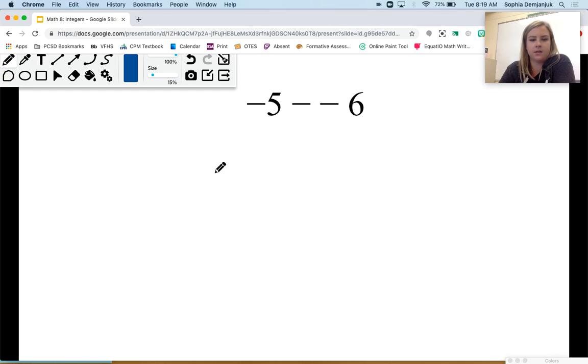Another example for you to do on your own. You should have turned these both into positives. We have different signs again, so keep the sign of the bigger number, +6. 6 minus 5 leaves me a +1.